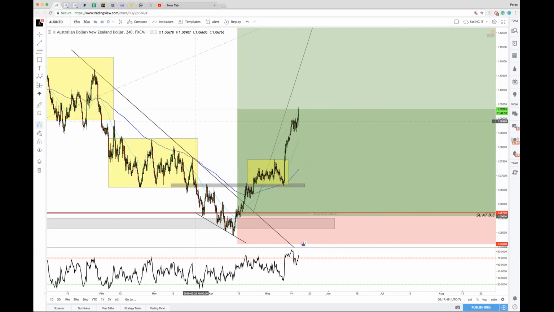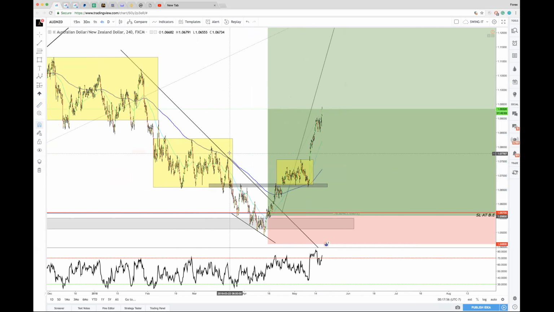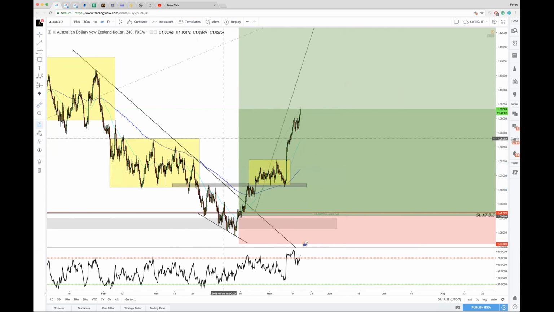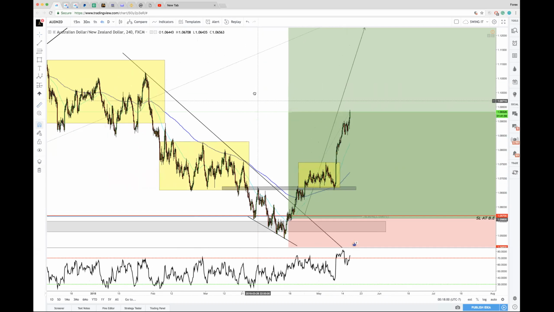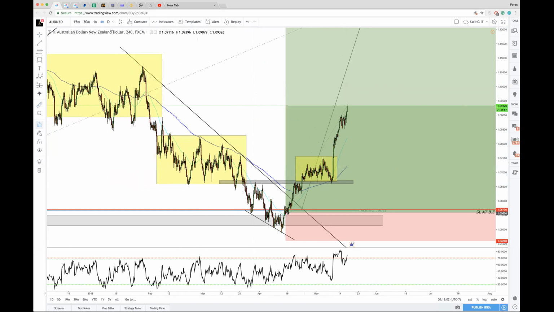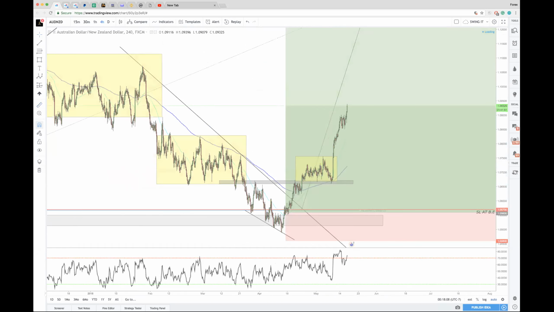But right now currently the price is nicely in profit, around 373 pips, so that's good. We have our stop loss at break even, and I'm going to continue to hold. So we'll see how that plays out. But right now let's go on to Euro CHF.